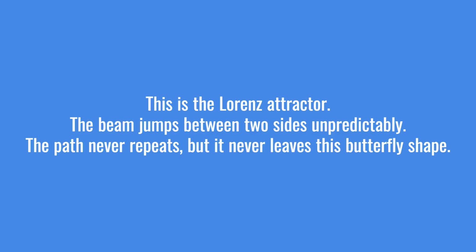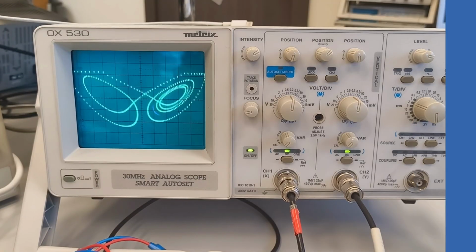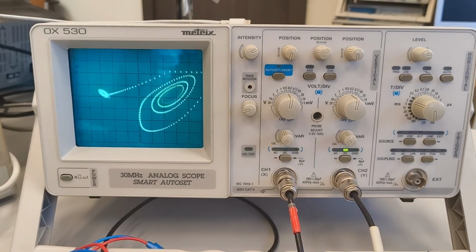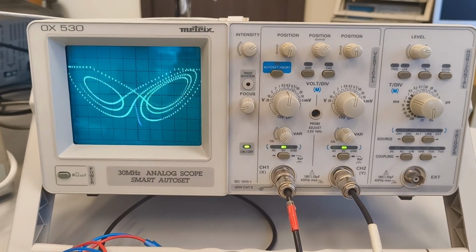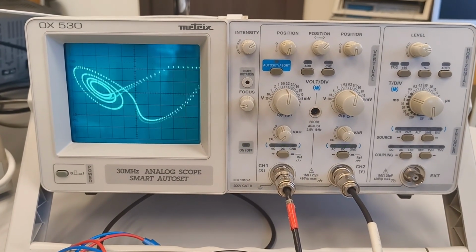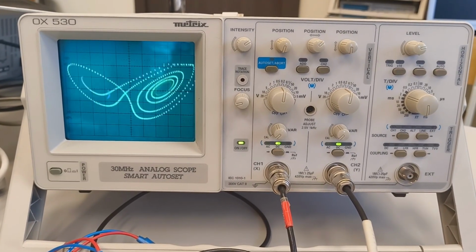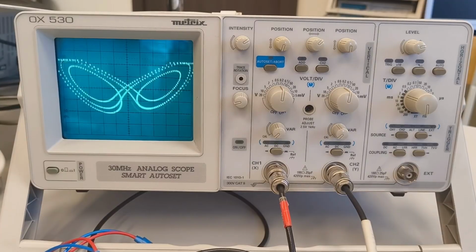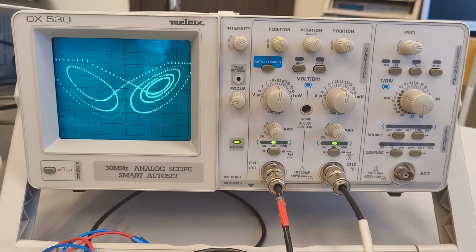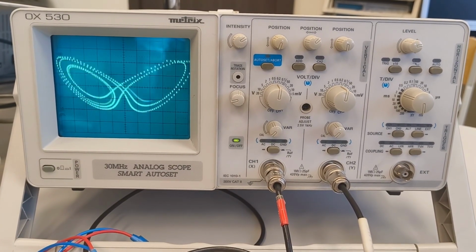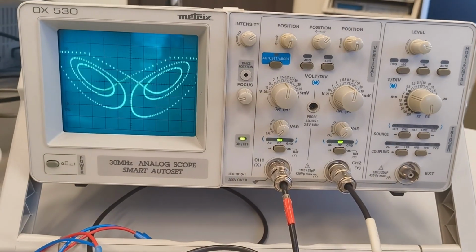The beam goes around this side and then suddenly jumps to this side, then comes back, and you can never predict when it will switch. If we let this run for an hour, the trace will never follow the exact same path twice, but it also never goes off the screen, and it always stays inside this butterfly shape. In mathematics this is called a strange attractor.